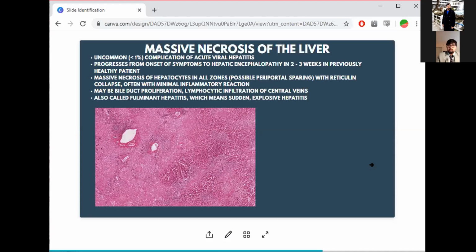Okay, so depending on the viral load, that is the amount of viruses that have entered the body, and depending on the immune state of the body, it can either become acute viral hepatitis, or that acute viral hepatitis can become chronic viral hepatitis, or that acute viral hepatitis can sometimes become massive necrosis or fulminant hepatitis. Okay, so let's look at this slide.